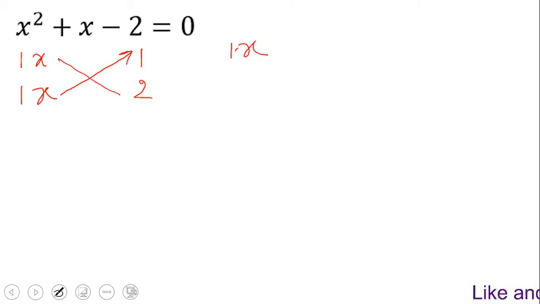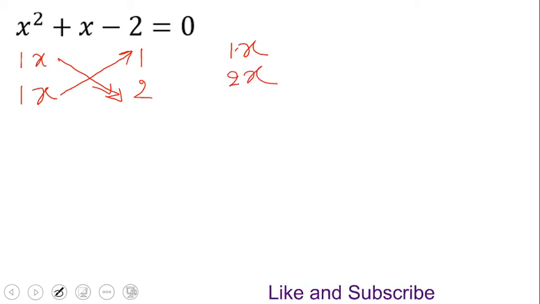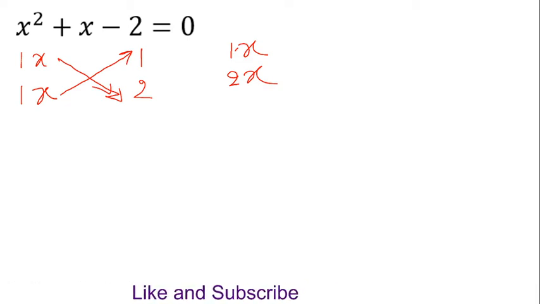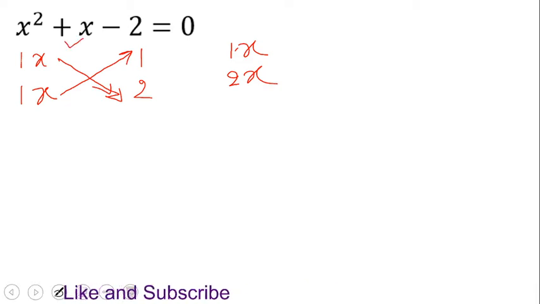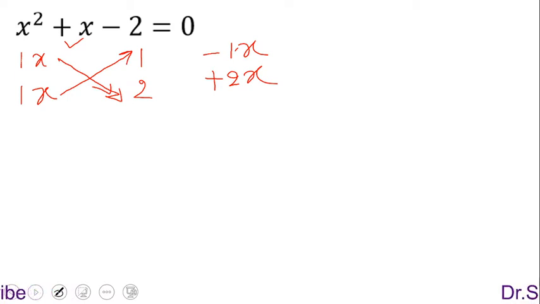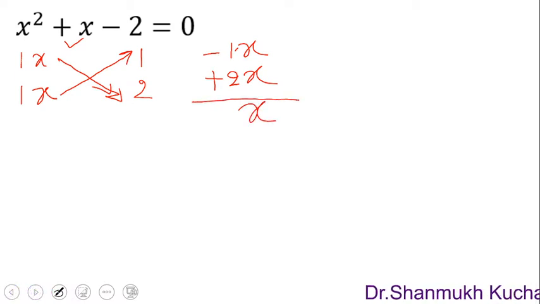Then cross multiply again. So 1x into 2, I am going to get 2x. Then here we want a plus x. We want the answer as plus x. So the bigger number sign plus I am going to take, the smaller number sign minus I am going to take. So if I simplify, minus 1 plus 2, plus x I am going to get.